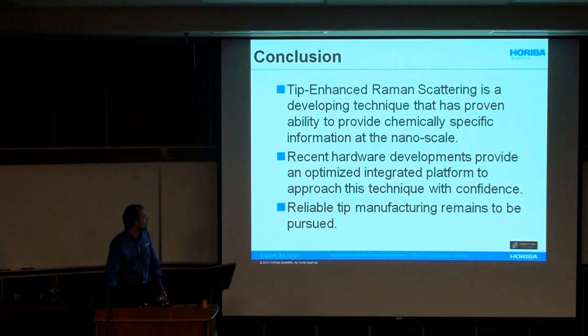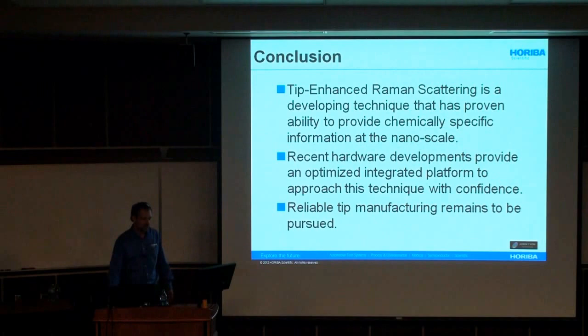And so, just to conclude, tip-enhanced Raman is a developing technique that's becoming pretty popular these days. It has proven ability to provide chemically specific information on the nanoscale, and again, without labels. The hardware development provides an optimized platform for this technique. And again, the key part is manufacturing reliable tips. There are a lot of published papers on this and many successful people. So it's still to be manufactured as a commercial product, but it's coming.